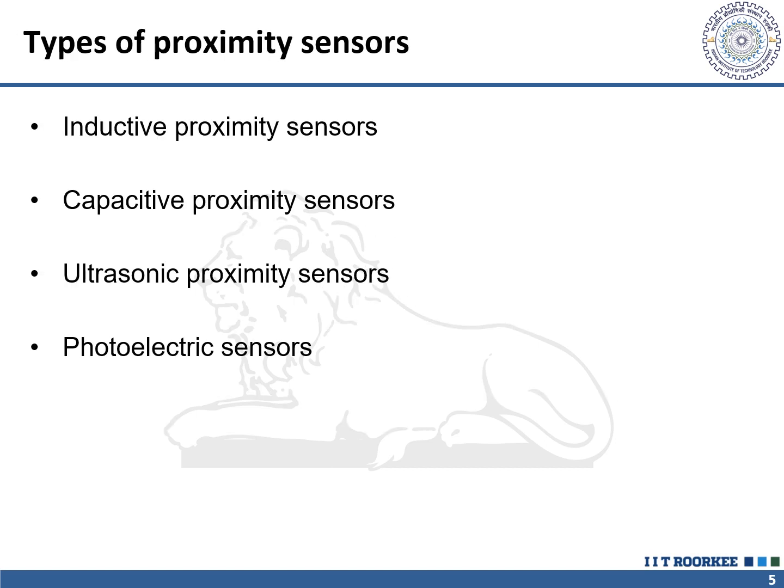Now, what are the types of proximity sensors? There are mainly four types of proximity sensors: inductive proximity sensors, capacitive proximity sensors, ultrasonic proximity sensors, and photoelectric sensors. We will discuss them in detail in the next slides.